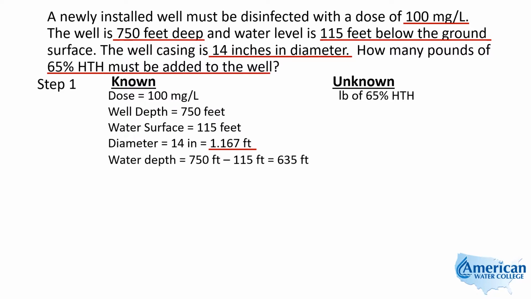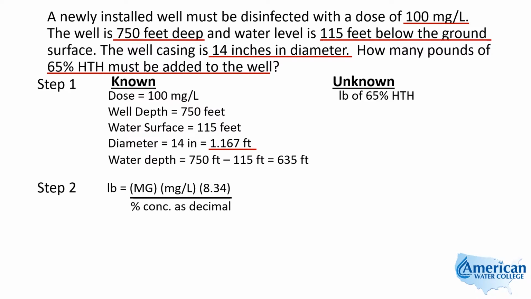Like I said just a moment ago, the water depth, or the column of water in this well, will be the depth of the well casing, 750 feet, minus the surface of the water, which is 115 feet below grade. So 750 minus 115 feet is 635 feet. That 635 feet is the depth of the water, the column of water. It's 635 feet deep, and this diameter is 1.167 feet. We can use that now to calculate the volume of water in this well.